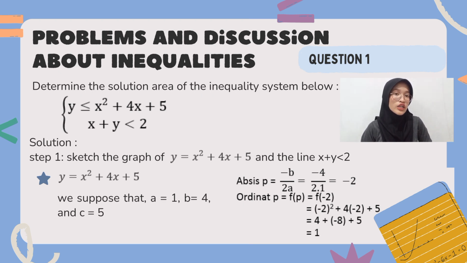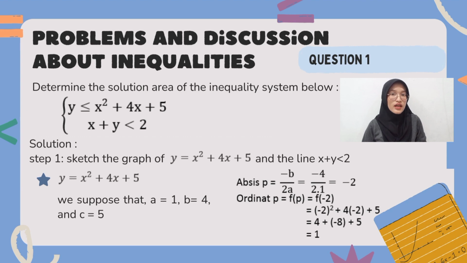And ordinate P is the function at minus 2. So, minus 2 squared plus 4 times minus 2 plus 5. So, we get 4 plus minus 8 plus 5. So, ordinate P equals 1.